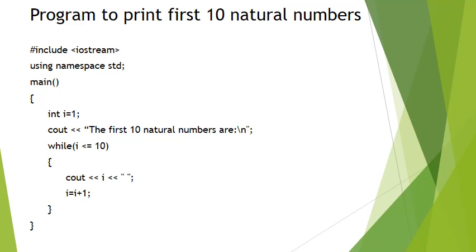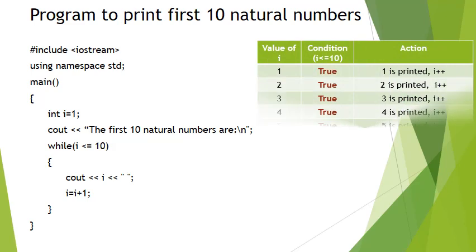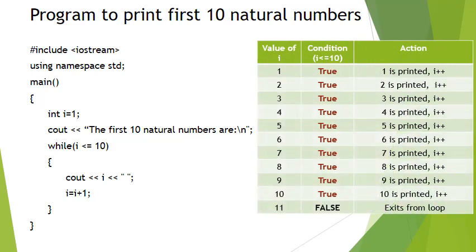Now we can see how the loop works. Here the initial value of i is 1. So the condition is checked: 1 less than or equal to 10. So the condition is true and 1 is printed. After that, i is incremented by 1. Now the value of i is 2. The condition is again checked. Again it is true. So 2 is printed and i is incremented by 1.